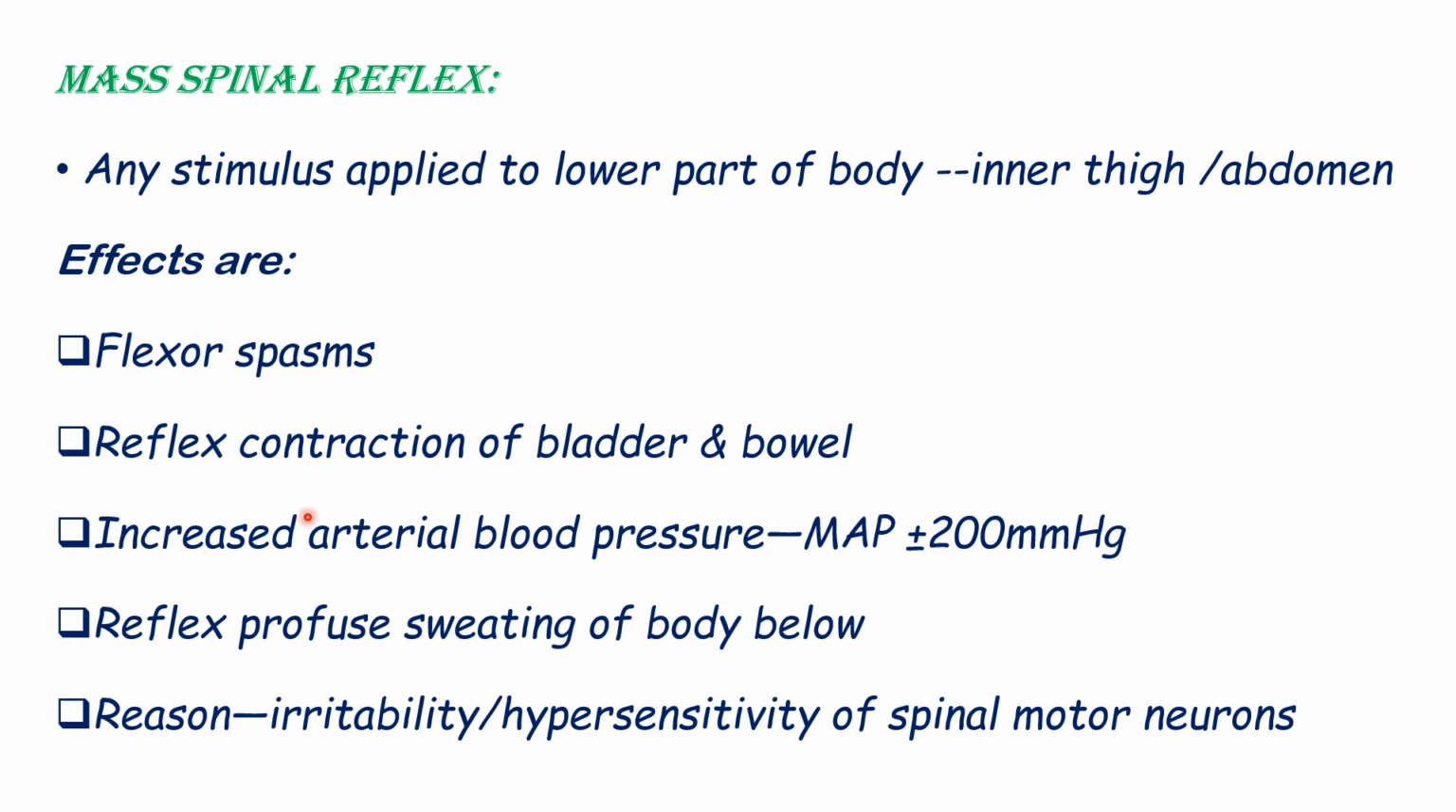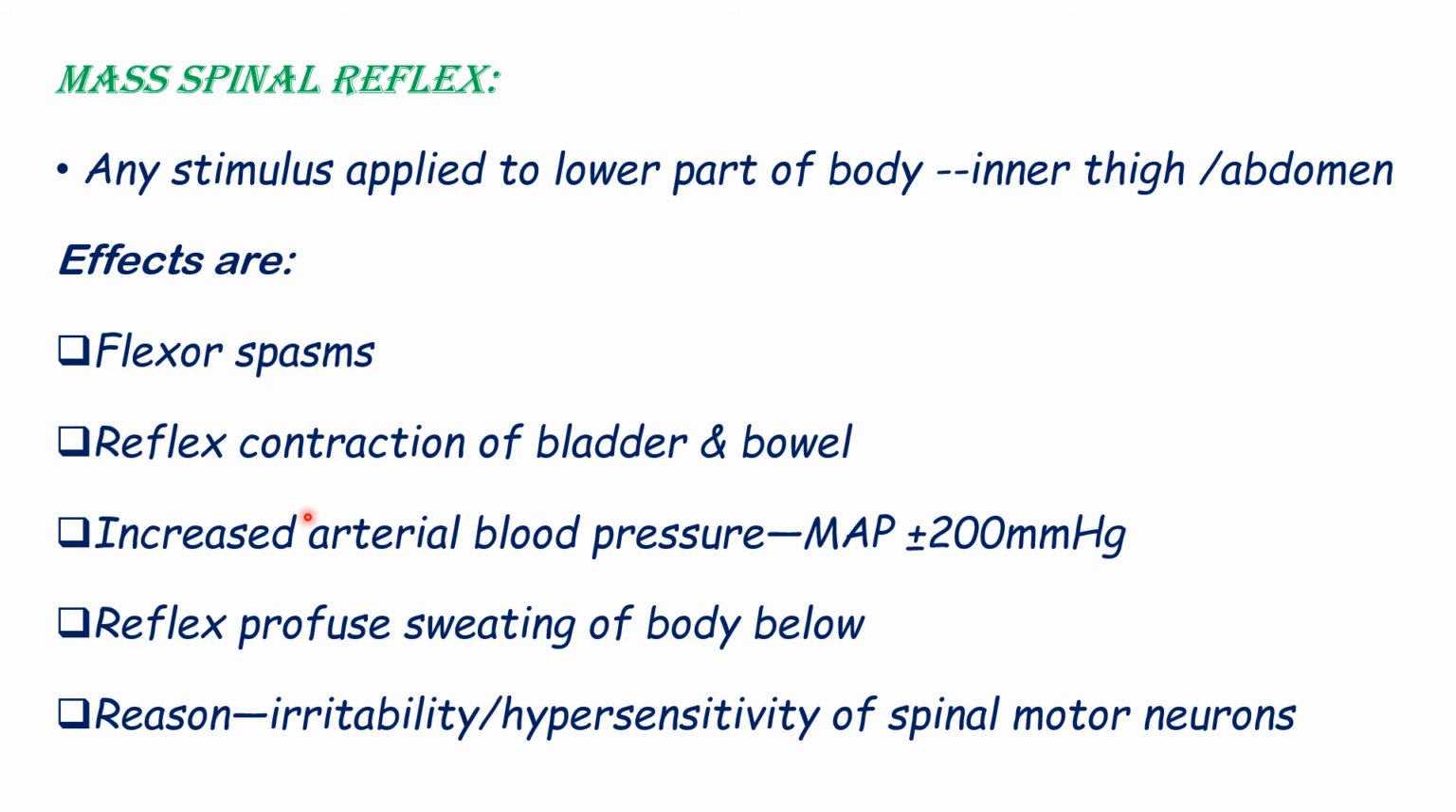He starts flushing, with all the signs and symptoms of increased blood pressure. You can see the mean arterial pressure shoots up. Suppose he is connected to a monitor, and the monitor starts showing you higher readings, about 200 millimeters of mercury, and then his body below the lesion is completely covered by sweat. Try to imagine the situation. This is the mass spinal reflex.